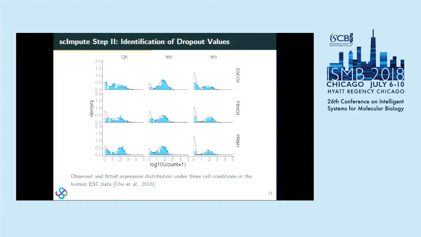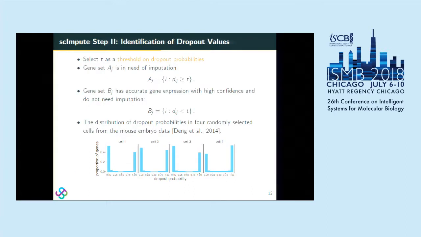So here, the blue histogram represents the observed expression distribution in data, and the black lines represent the fitted expression distribution given by the mixture model. Then with these estimates, we are now able to identify the dropout events.